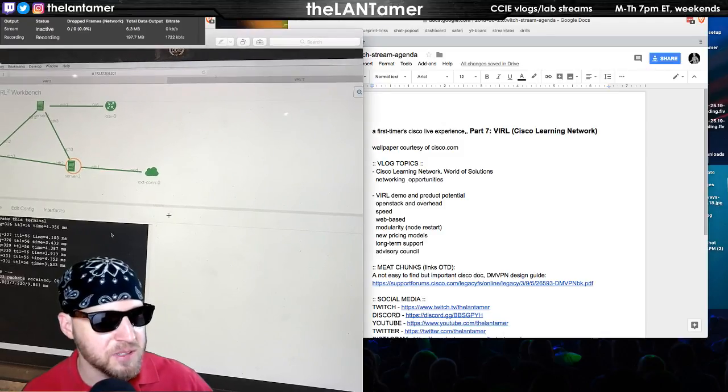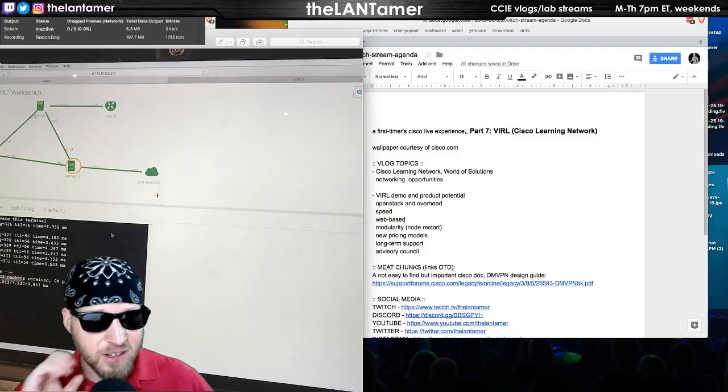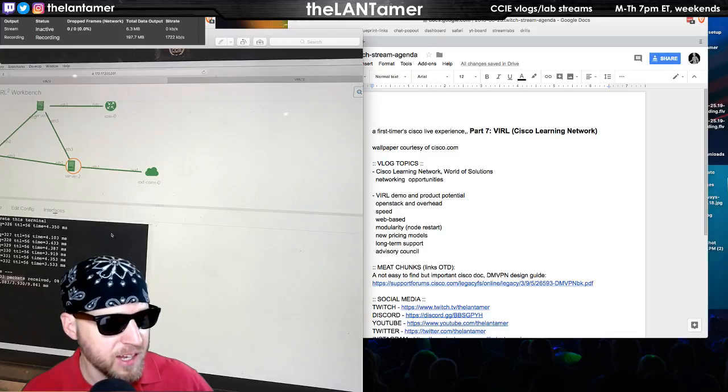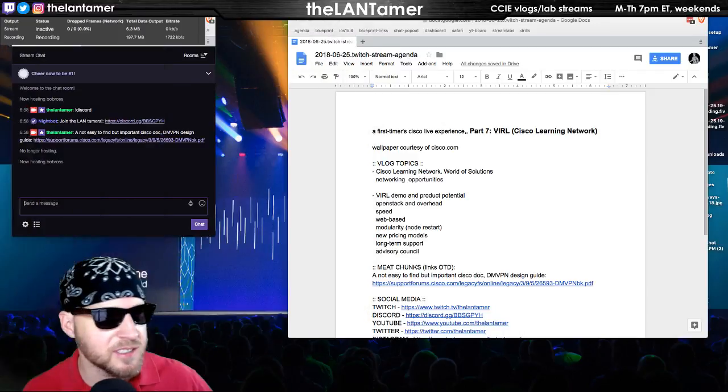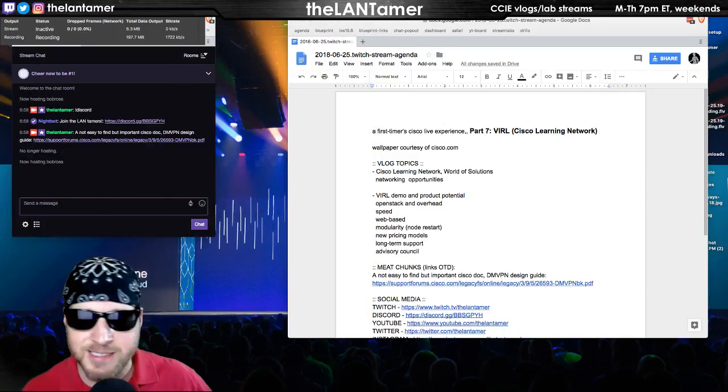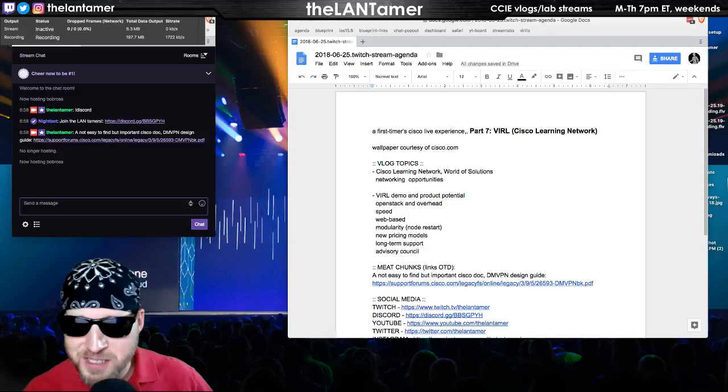Like, I know they had some built demos, but they were showing me some things on the fly, and it was fast, and it was cool, and it worked. And again, it was web-based. And as you see, there are some tabs here: edit config, interfaces, all sort of web-based. That's all I managed to snag, just one picture.